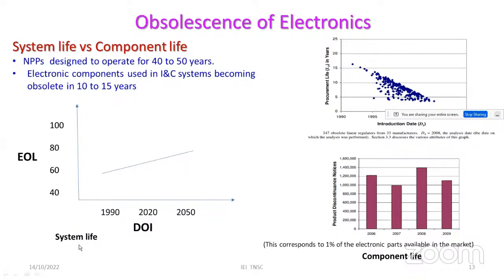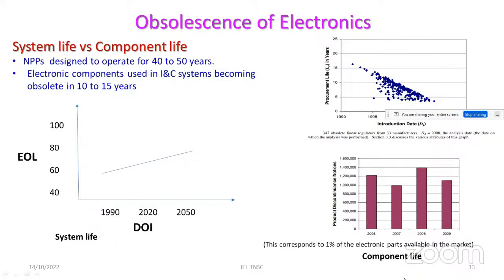If you take the system life, that is from the date of introduction: if a system is introduced in 1991, the expected end of life will be 50 years; if introduced in 2020, it will be around 70 years; and 2050, then it will be 80 years. The system life will increase with time.